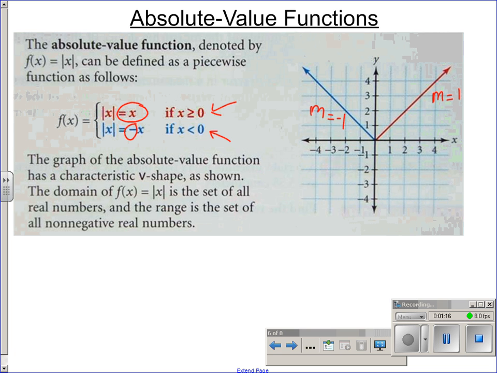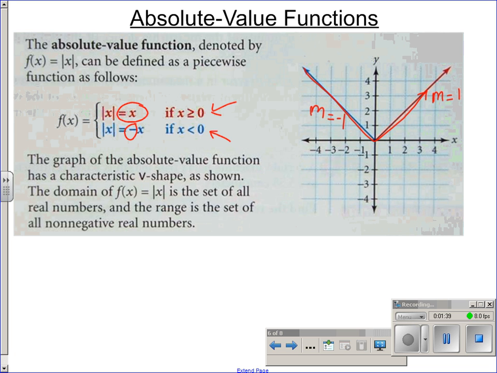Now, because those slopes are opposite, you're always going to have this V shape. You look at this graph, it looks just like a V. That is very characteristic of linear absolute value functions. And we may get into having an absolute value of a quadratic, that kind of stuff. It does some similar things, but it does not have a V shape to it.